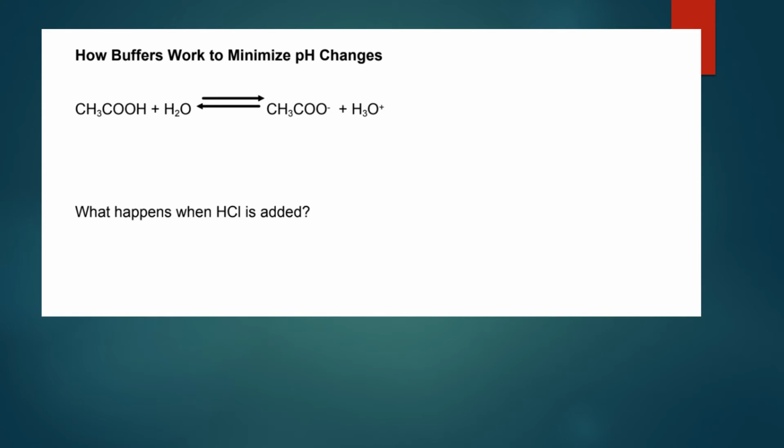So here's how a buffer works to minimize pH changes. Again, I've used my acetate and acetic acid as the example here. So when I have this equilibrium, the question is, what happens when hydrochloric acid is added?